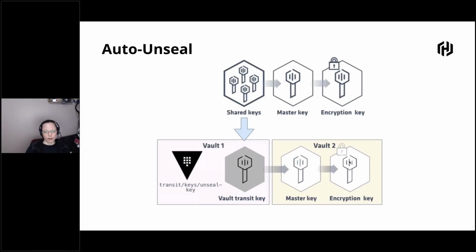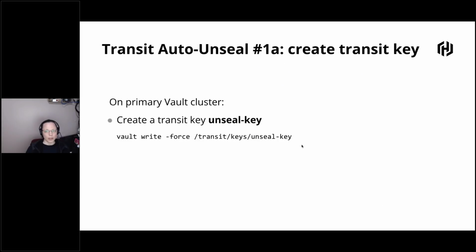So here we have a little diagram showing the old way with manual Shamir unseal and the new way where we have this Vault 1 that has a transit engine enabled, and its transit key is used by Vault 2 to decrypt the master key on startup. Setting this up is straightforward. On your primary Vault cluster, you need to enable transit and then create a transit key. We're going to call ours unseal key.